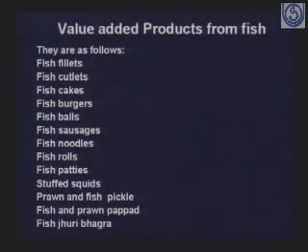There are lots of value-added products you can see: fish fillets, cutlets, burgers, balls, sausages, noodles, rolls, patties, squids, pickle and papad, and jhuri bhangra. So these are the products which we can get from the fish.